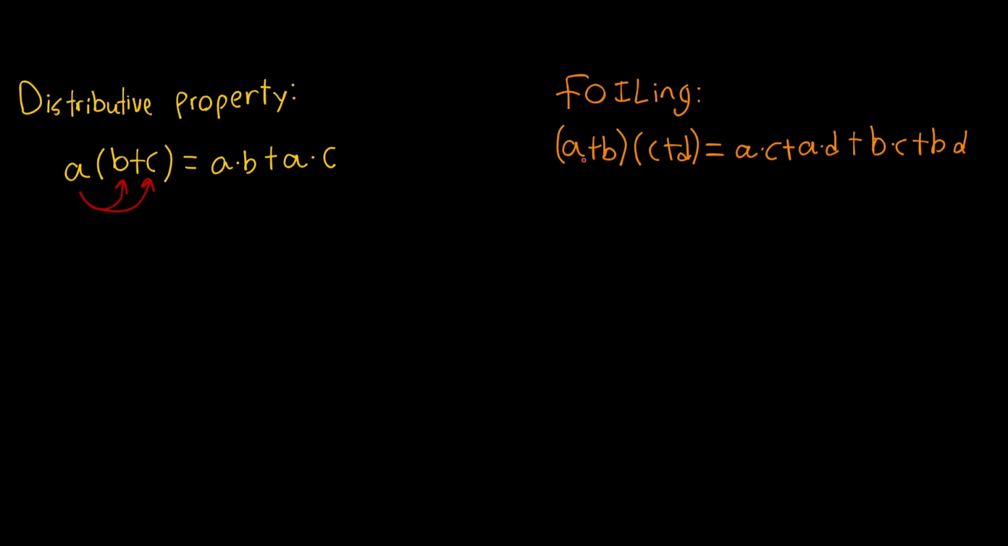Now, for foiling, on the other hand, remember that foiling stands for firsts, outsides, insides, and lasts. So we're going to begin by multiplying a and c as such. Then we're going to multiply a and d, then b and c, and finally b and d, which is going to give us our expanded expression found right here.